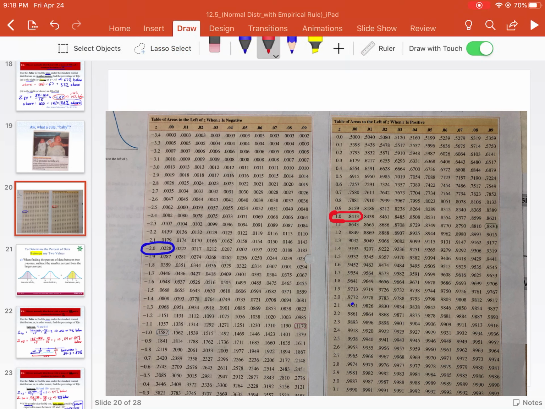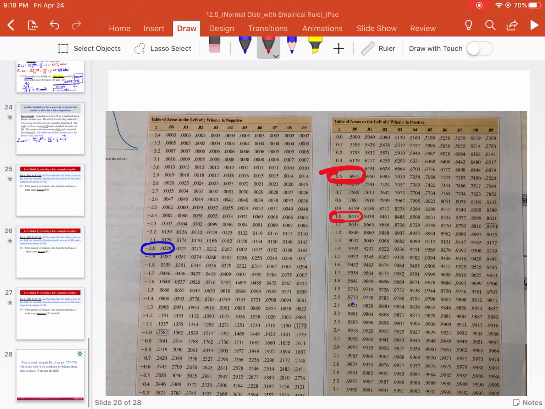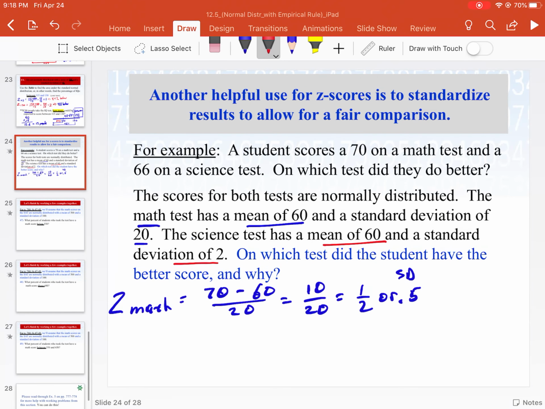So 0.5 is right here. 69%, 0.69, okay? So 0.69. So that means on the math test, 69% are below you. So you did better than 69% on that test. Okay? Well, let's see what happened on the science test.